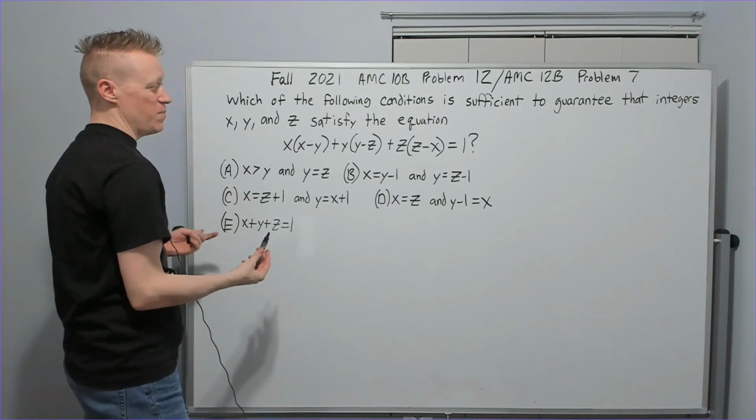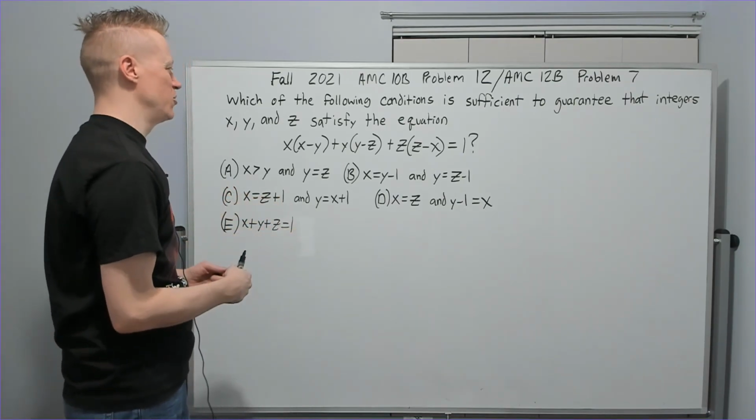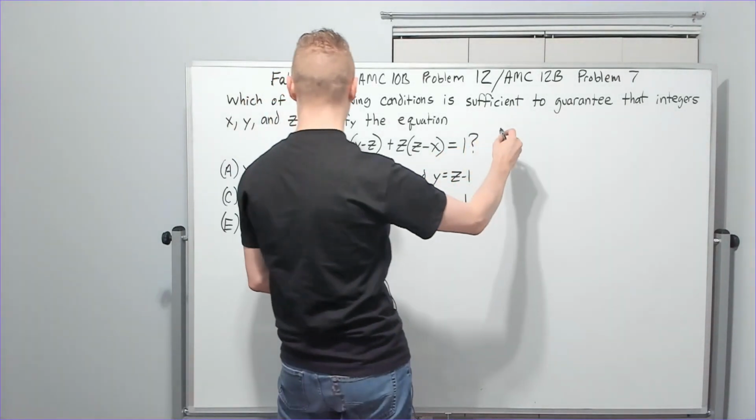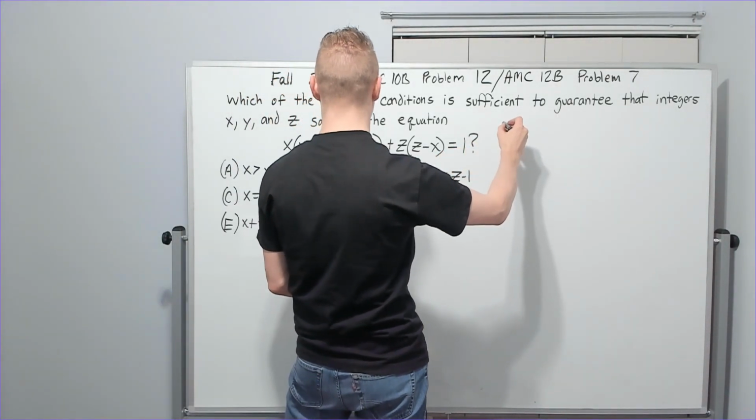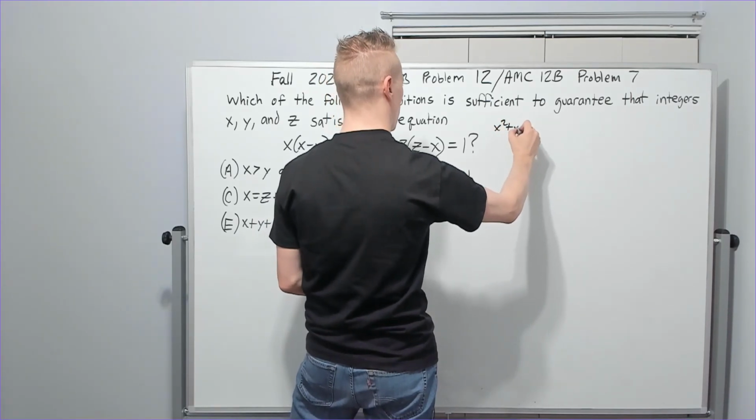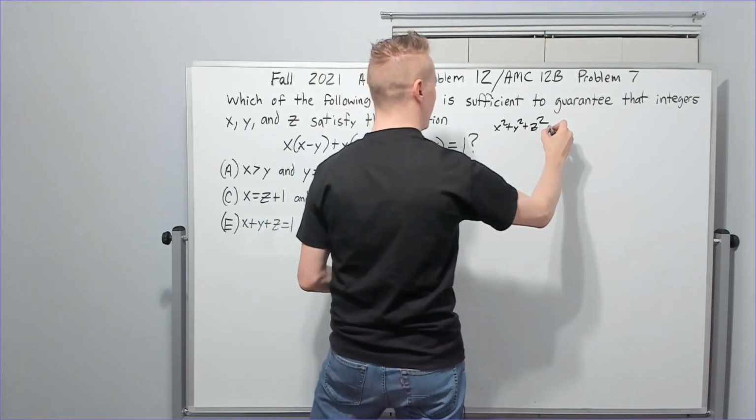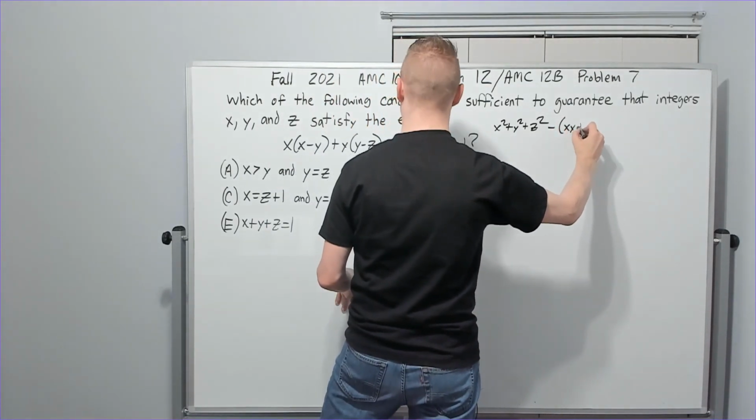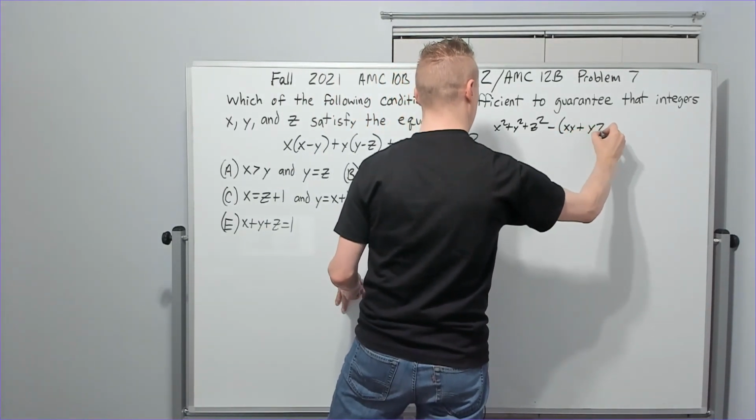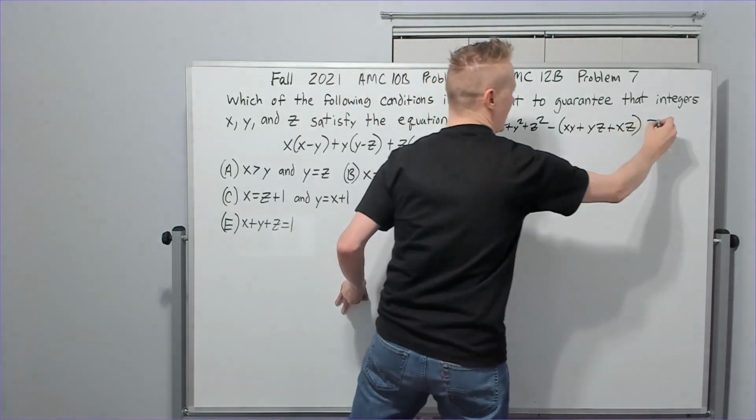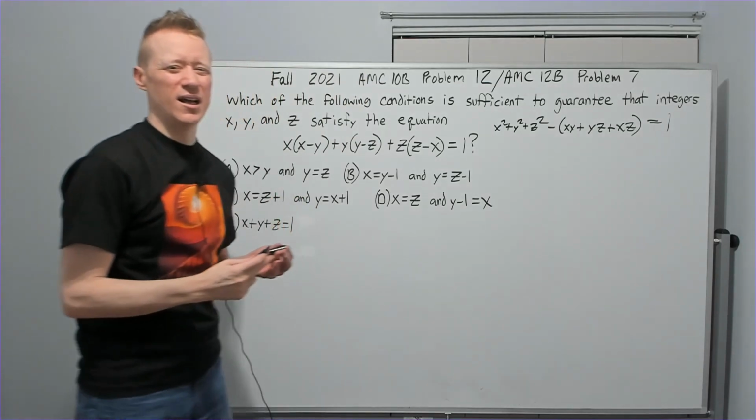I will admit I thought about different ways to approach this. I tried to distribute it. So if you distribute it, you're going to get an x squared plus y squared plus z squared, and then you're going to have minus xy plus yz plus xz. And you can write it like that, and you could say that equals 1.